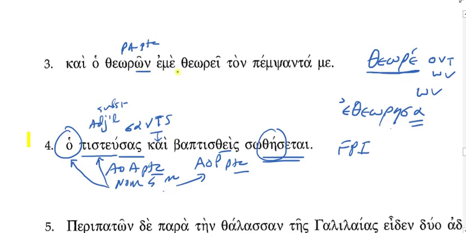So the one who sees who? Me. The one who sees me, this whole thing is functioning how? It's the subject of this verb. The article tells me it's adjectival. The fact that I don't have a nominative noun that it agrees with tells me it's functioning as the noun. It's a substantival use. So the one who sees me does what? Theorei, sees. It's a present active indicative, third singular. The one who sees me sees, and I have ton pempsanta me.